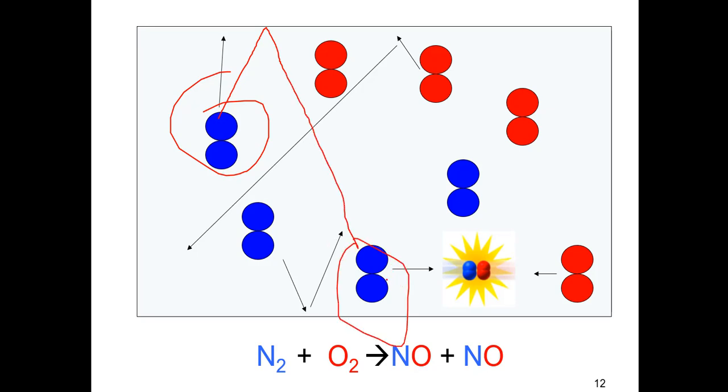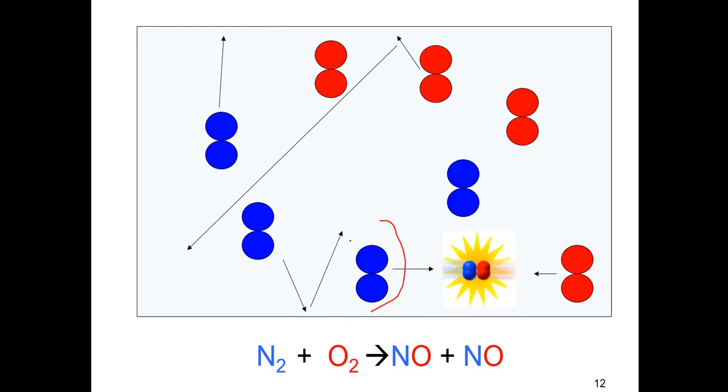And then when they hit other molecules, the collision force, or what's called the activation energy, will cause bond breaking and then bond making. So the blue represents N2, the red represents O2, and after colliding, bond breaking and bond making will occur.